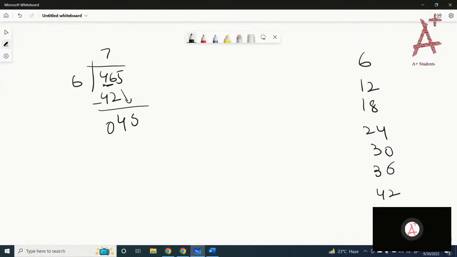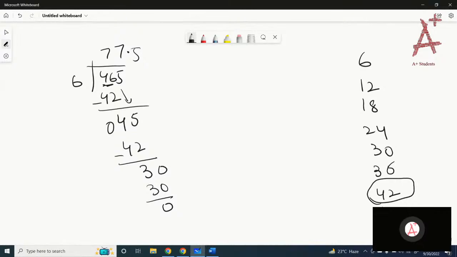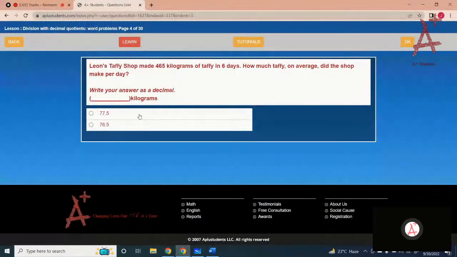Now bring the next digit down. Now again you have to count a table of 6 until you get 45. So 6 times 7 is 42. So we can go for 6 times 7. So 45 subtract 42 is 3. Got it? Now you have to put a decimal point over here and a 0 over here. So 6 times 5 is 30. Got it? So the answer is 77.5. Got it? So select the correct option and click on the OK button.